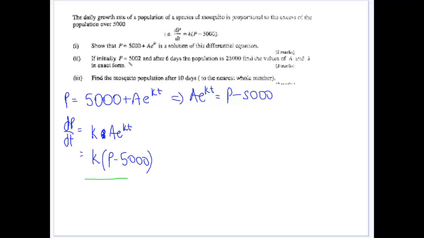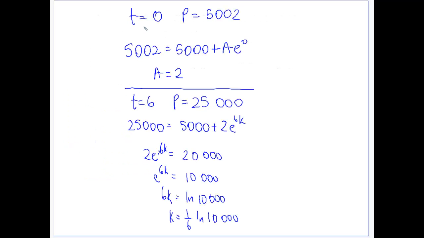So if initially p was 5,002, so t is equal to 0, p is 5,002, and then after 6 days we get 25,000. That allows us to get a and k. So t is 0, p is 5,002. We do our substitution. A would be 2 when we do that calculation. T is 6 and p is 25,000. Again, we subtract our 5,000, and divide by 2. Either 6k gives us 10,000, or k is 1/6 of natural log of 10,000.